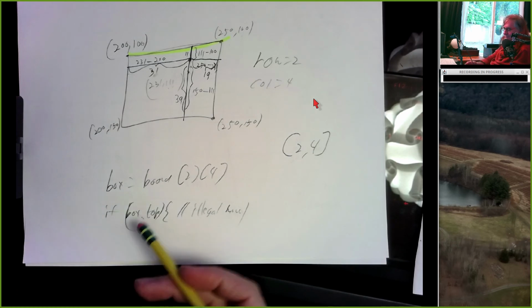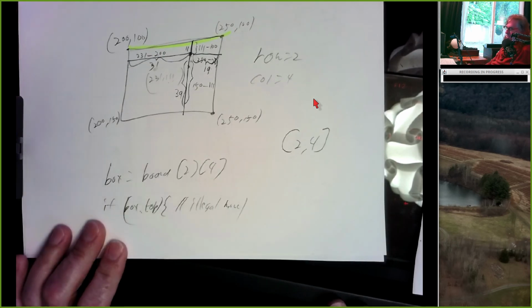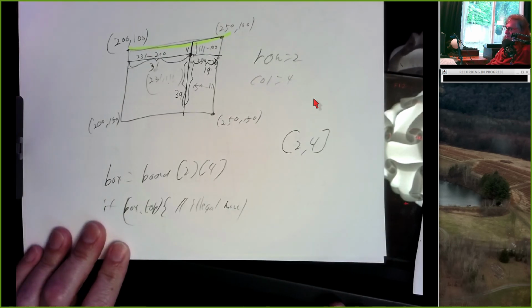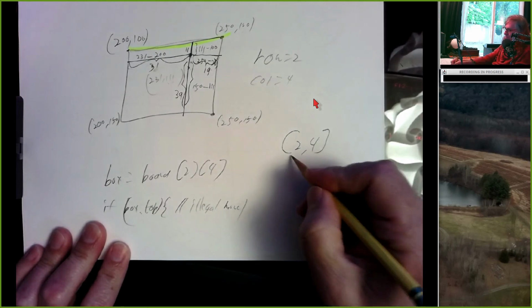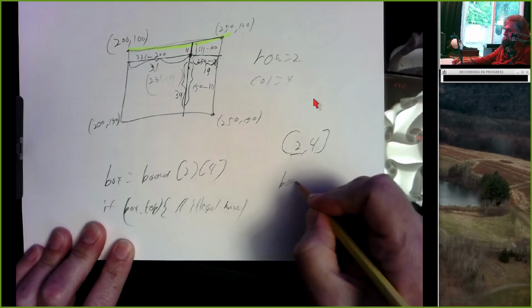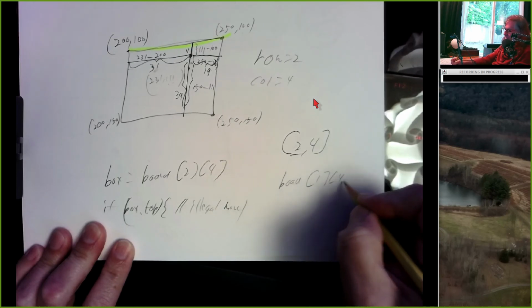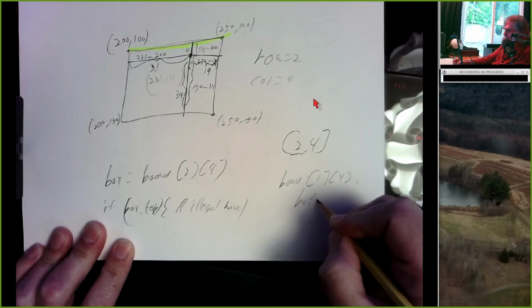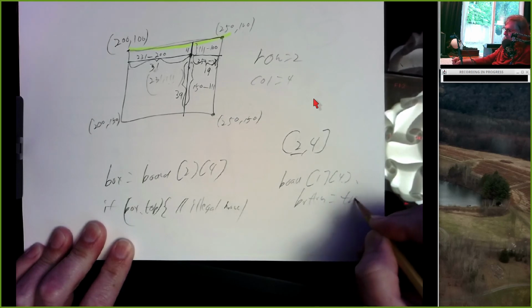Alright, and if this is not set, then you go ahead and you set this, and then you say, okay, well that was in row 2, and so there's a row above me, and so now I'm going to say board bracket 1 bracket 4 dot bottom equals true.